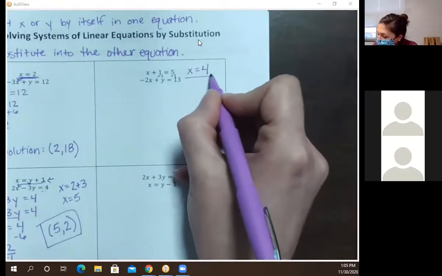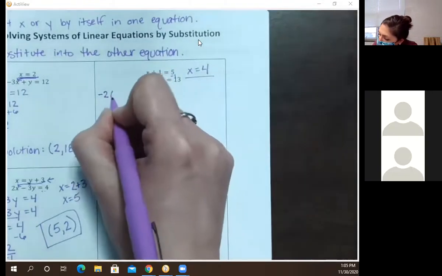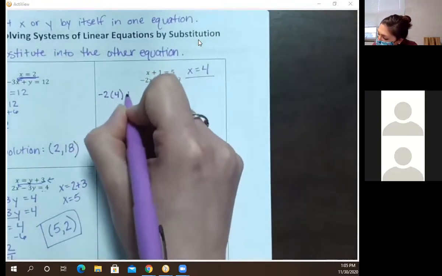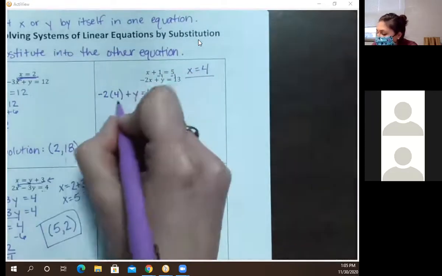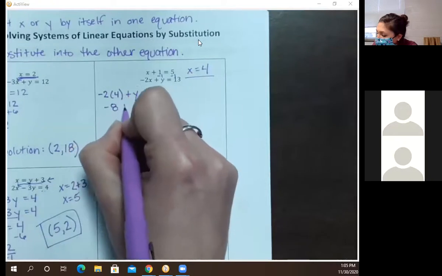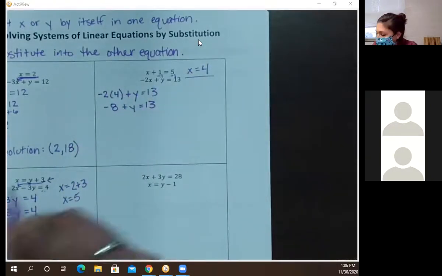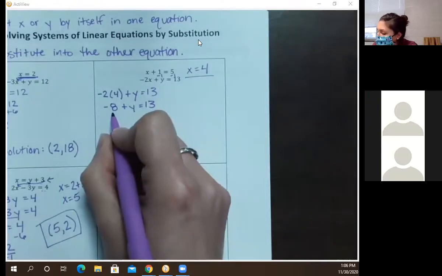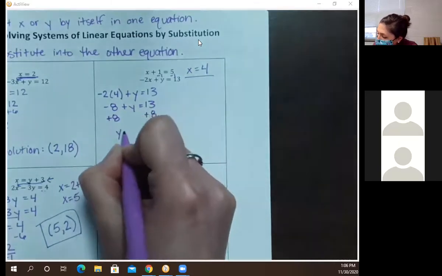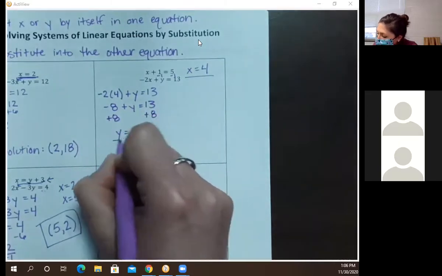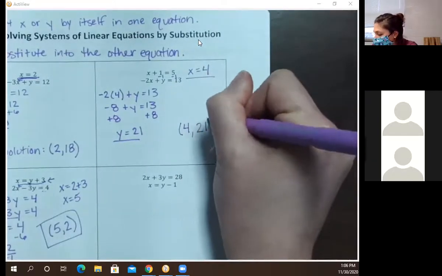Now I can take this value for x and plug it into my second equation. So -2 times 4 plus y equals 13. -2 times 4 is -8 plus y equals 13. And then we want to move that 8 to the other side, get y by itself. So I'll have to add 8 to both sides. And then get y equals 21. So my solution is (4, 21).